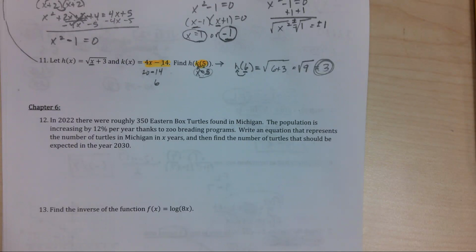Okay, Unit 6, moving along. In 2022, there were roughly 350 eastern box turtles found in Michigan. Population is increasing by 12% per year thanks to zoo breeding programs. Write an equation that represents the number of turtles in Michigan in X years. Then find the number of turtles that should be expected in the year 2030.